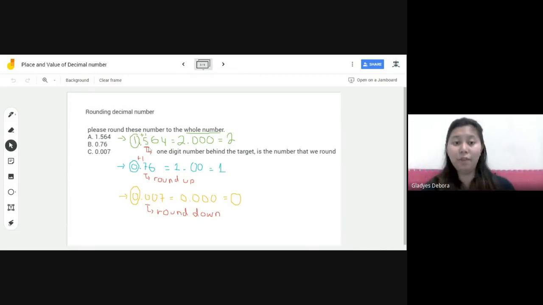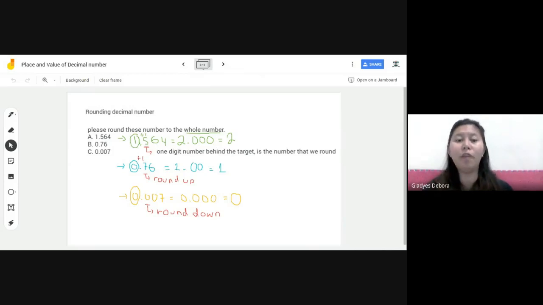Okay, we have here 5. And then, why do we have to find the one-digit number behind the target? Because that is the thing that decides whether the whole number, our target, is changed or not. Example of this case, 5, we round up.